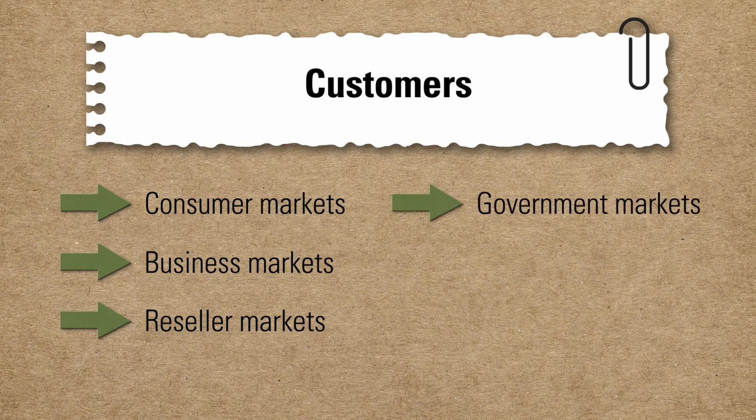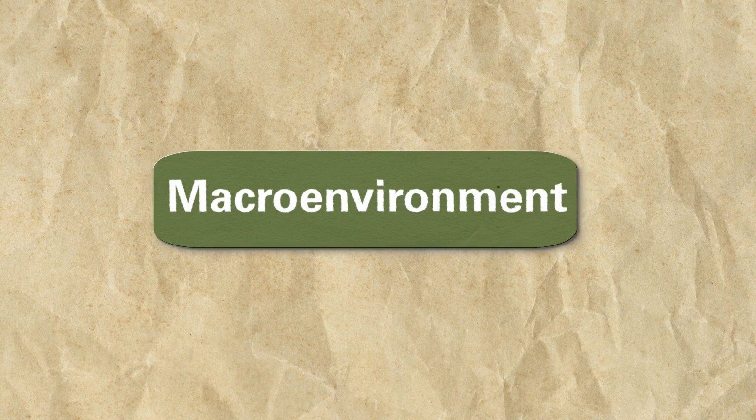Government markets consist of government agencies that buy goods and services to produce public services. International markets are buyers in other countries, including consumers, producers, resellers, and their governments. So understanding what's happening in your customer markets is absolutely critical because changes in preferences or laws can mean the difference in being on the cutting edge or getting left behind. Now that we have examined the microenvironment, let's take a closer look at the macroenvironment. As a reminder, the macroenvironment is the set of larger societal forces that affect the microenvironment.